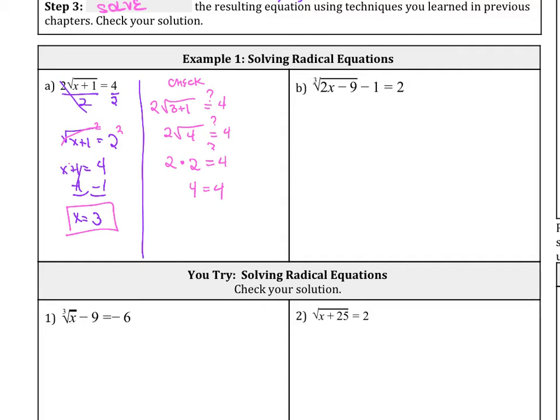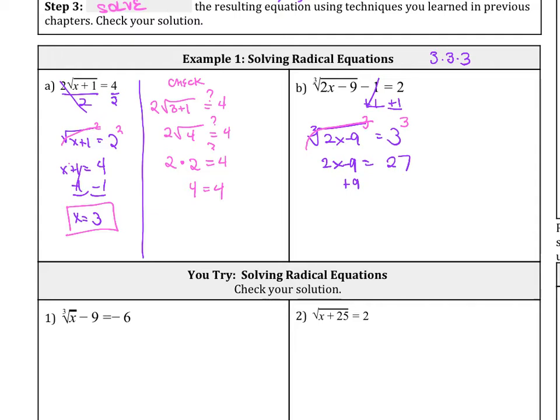Letter B, we have cube root of 2x minus 9, and then minus 1 equals 2. We want to isolate the nth root, so we're going to add 1 to both sides. You can't do anything inside of it, leave everything in the radical alone. So we get cube root of 2x minus 9 equals 3. Now the radical is isolated, so we can raise each side to the third power, and that cancels out that radical. Now we have 2x minus 9 equals 3 cubed. Remember, 3 cubed is 3 times 3 times 3. So therefore that is 27.